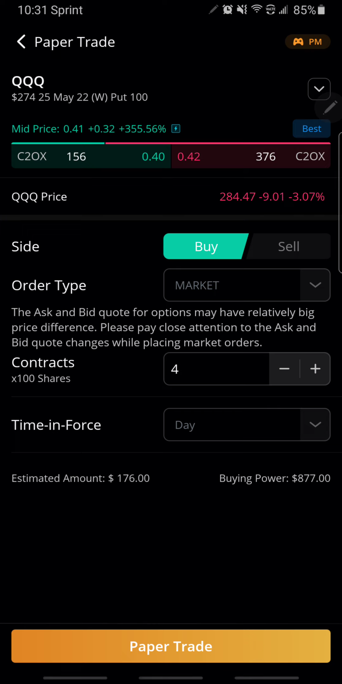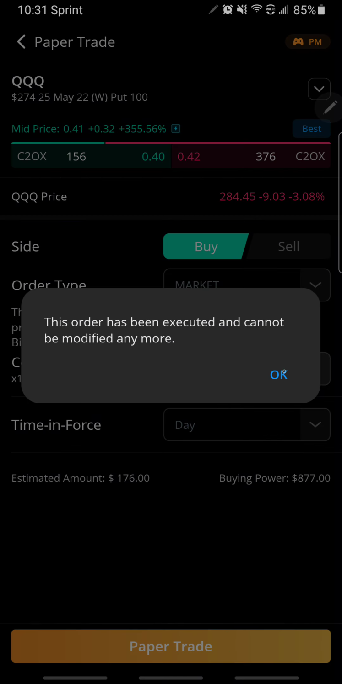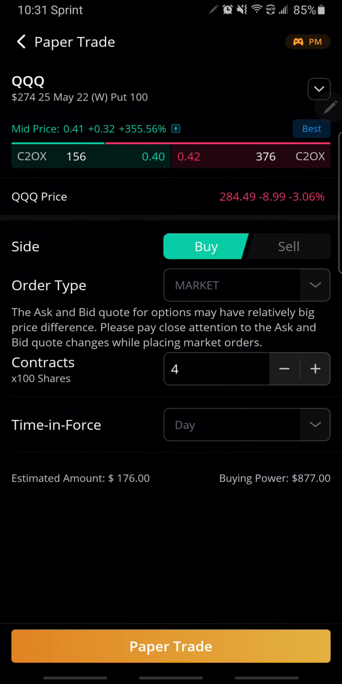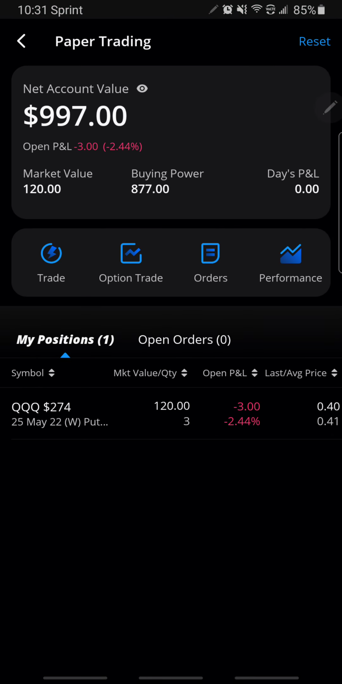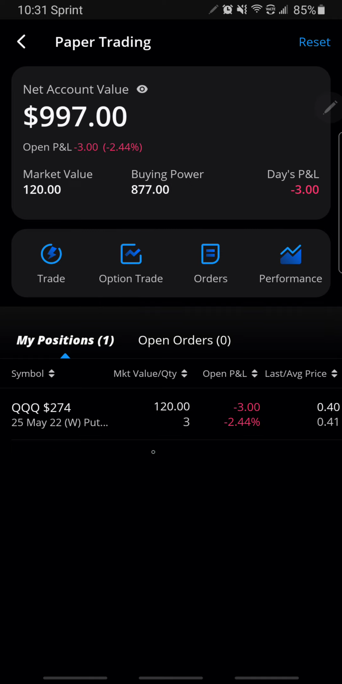Oh, it's saying that it hasn't been filled yet. Okay, so this order has been executed and cannot be modified. Come on, Webull. Okay, that's fine. So it definitely went through; the glitch is still going on. So I just go back on here, and here's our position: the 274 puts, 3 contracts. They cost us $120 thereabouts, and our buying power left here is 877.